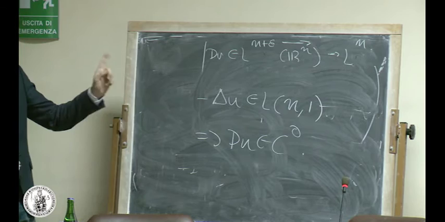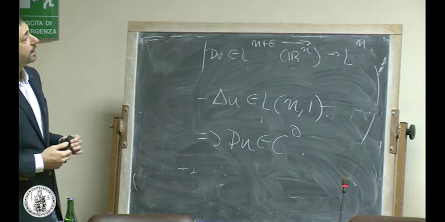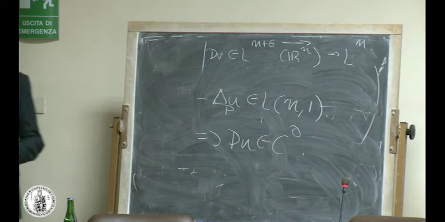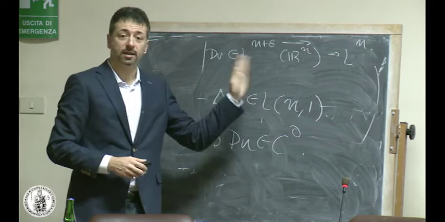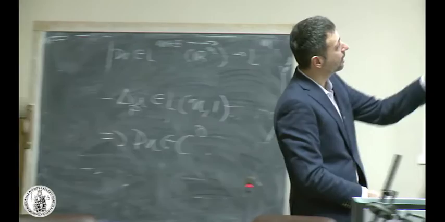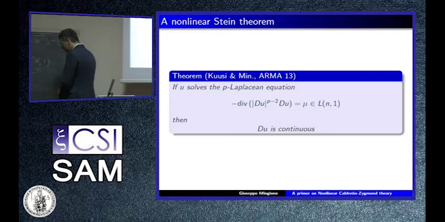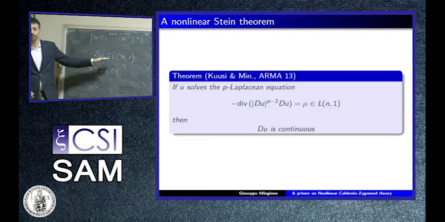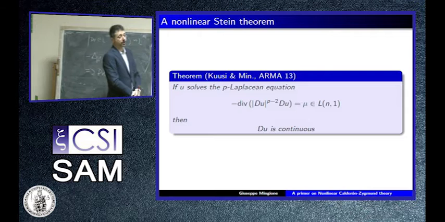And then we have that the same thing actually holds for the P-Laplacian equation and even in the case of the system. So this can be considered as a nonlinear degenerate Stein's theorem. And you see once again that there's no difference between the Poisson and the P-Laplacian equation. So this is a nonlinear Stein's theorem that works in the case of equations, and eventually in the case of systems.